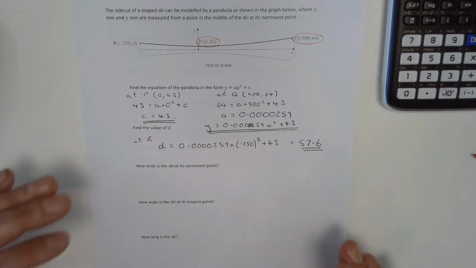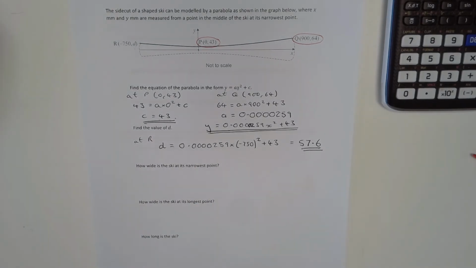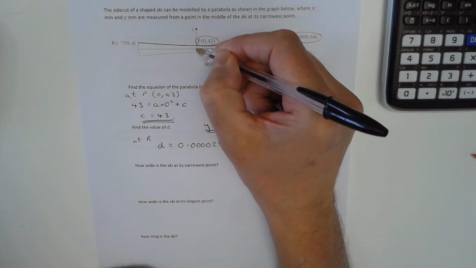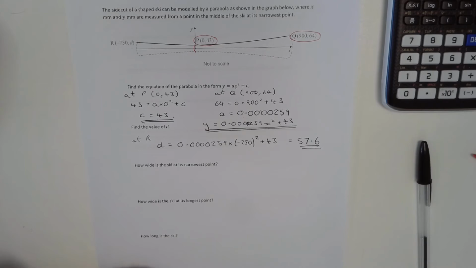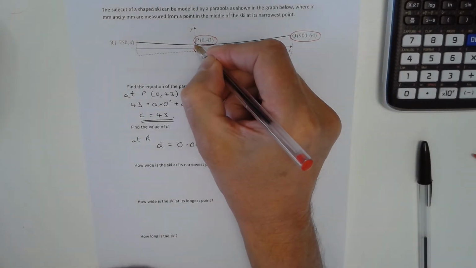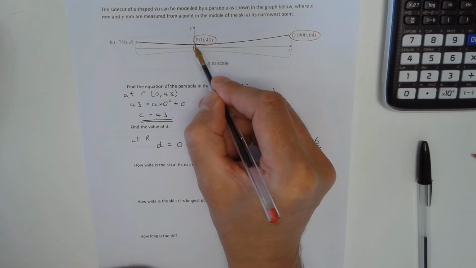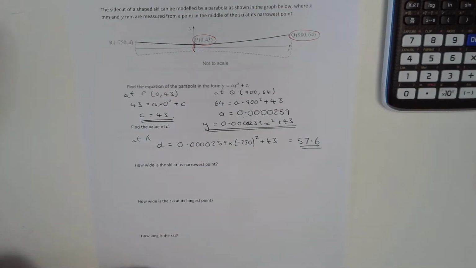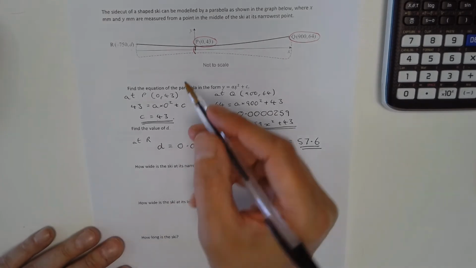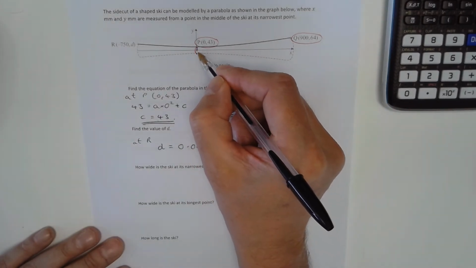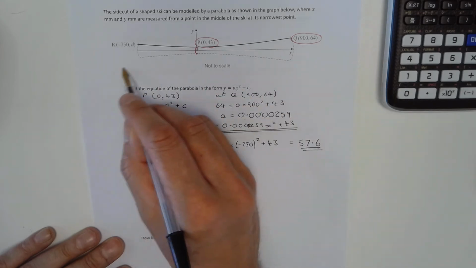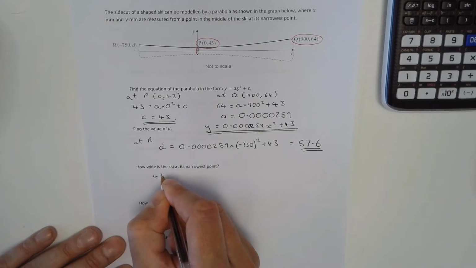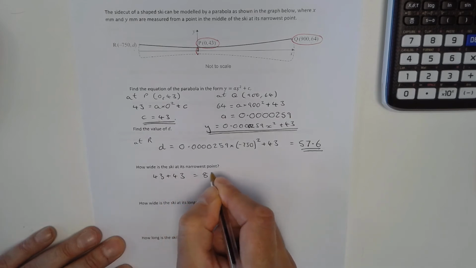Now it's asking us a few contextual questions about the ski itself. How wide is the ski at its narrowest point? We're after this distance here. We know that the distance between the origin and P is 43 millimetres, and it's modelling it with a reflection, so that must be 43 plus 43 equals 86.